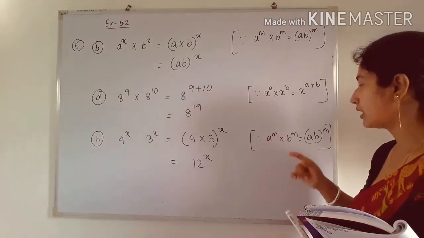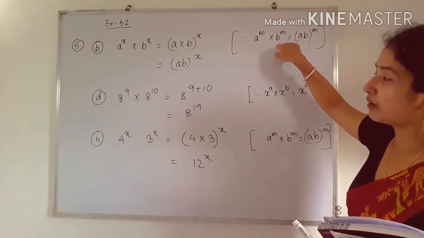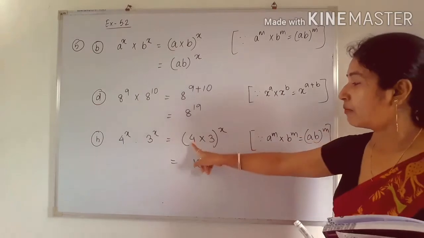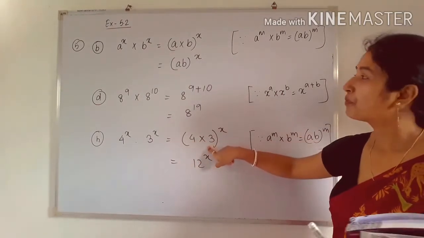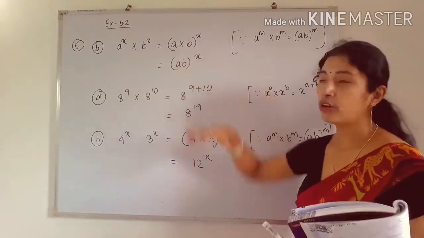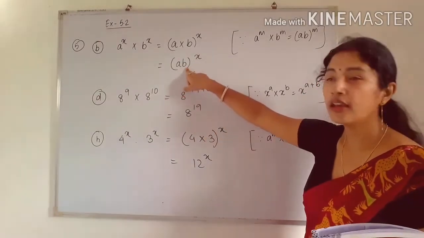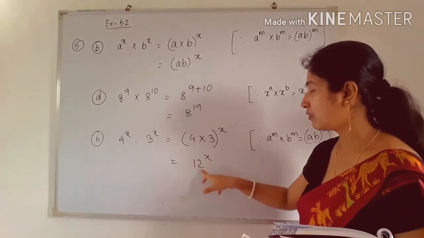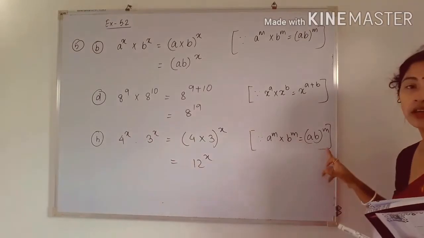Come to number h. In number h also we have to apply the same law which we applied in number b. So the base is different and the power is the same, so we can multiply the base numbers. Here numbers are given, but alphabets we cannot multiply, so we have to write them as it is. So we are writing AB, but here we can multiply the numbers. So 4 3s will be 12. So 12 to the power x. So this law is applicable here.